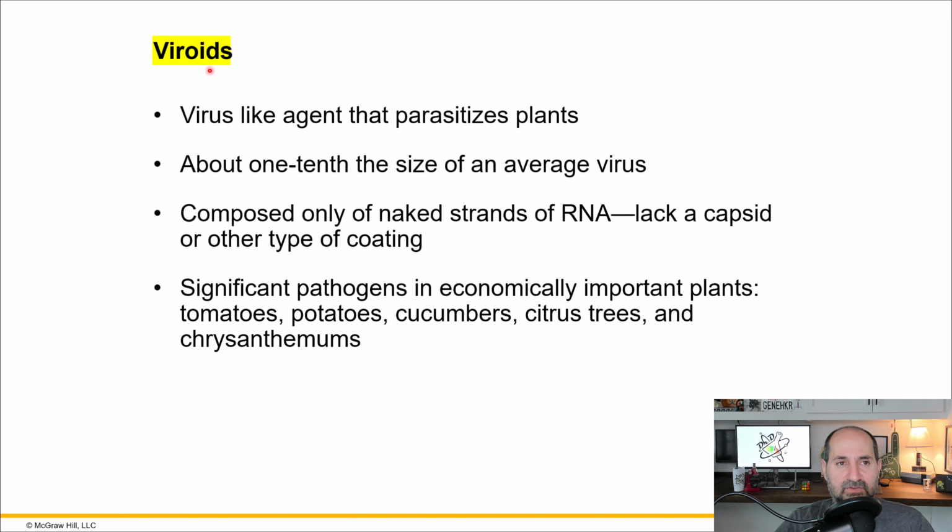Lastly, we talked about viroids, which are virus-like agents that parasitize plants. However, they are not viruses. They are composed only of naked strands of RNA. They do not have a capsid or any other type of coating, and they can cause problems in plants. And that's it for Chapter 7.